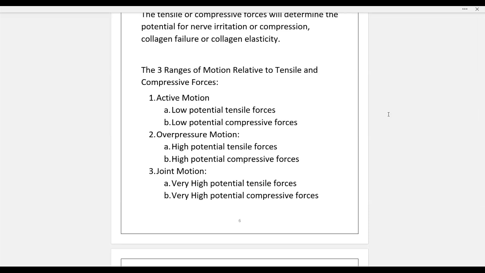When you give an osseous adjustment, how much force do you have to use? You've got to use way more force than if the person was just moving in active range of motion 10 degrees. Okay. So these factors, we've got to know these because we're going to apply these to the six categories of nerves. We're going to pay attention to active range of motion, overpressure, and joint motion. We're going to look at the potential of tensile or compressive forces in each one of these ranges of motion.